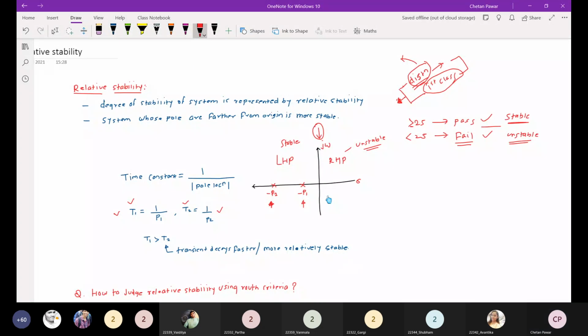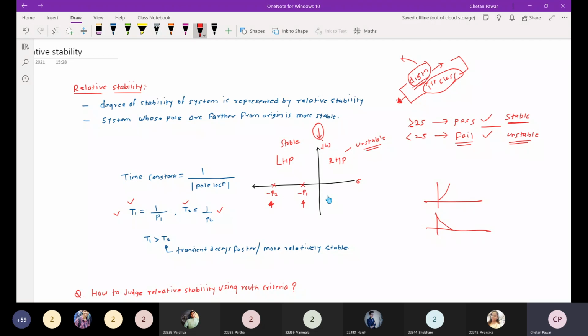Hello? I'm not getting a response. Am I audible? Yes, sir. So which system will be fast, we can say? Sir, P2 only, because the time constant of the P2 system is less, right? If you consider a charging condition, it will take less time to charge. If you consider a discharging condition, it will take less time to discharge, because the time constant of P2 is less than the time constant of P1.